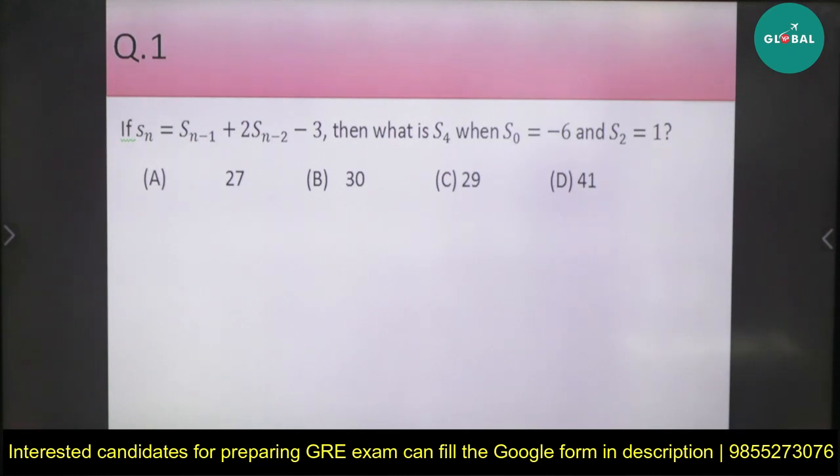This is our first question, and the topic name is sequences. A recursion relation is given: Sn equals Sn minus 1 plus 2 Sn minus 2 minus 3. Then what is S4, where S0 is minus 6 and S2 is 1? You have to compute S4. This is a problem of sequences, and such questions we get in the GRE exam from this topic. You can try to solve this problem yourself. Just try it and then watch my solution.